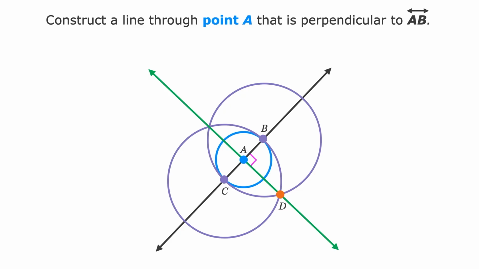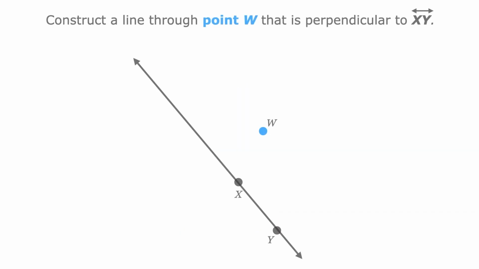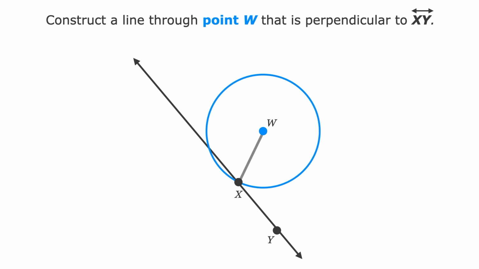Let's do another example. How do we construct a line through point W that is perpendicular to line XY? This time, the point our line must pass through is not on the line, so we'll have to approach this a bit differently. We'll start by drawing a circle centered at point W with radius WX. Next, let's mark the other point where circle W and line XY intersect. We will call this point Z.